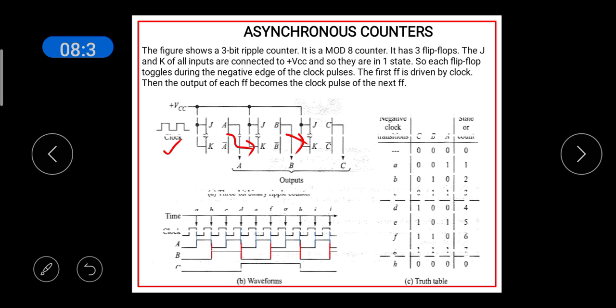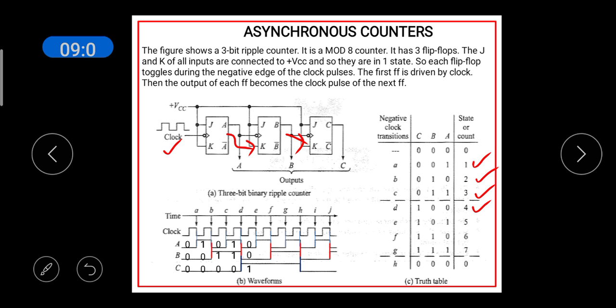If you see the counting, before the first clock pulse, A is 0, B is 0, C is 0. And after the first clock pulse, from C it is 0, 0, 1, which is represented by this state. After the second clock pulse, 0, 1, 0, which is represented by this state in the truth table. After the third clock pulse, 0, 1, 1, which is represented by this in the truth table. After the fourth clock pulse, 1, 0, 0, which is represented by this state in the truth table.